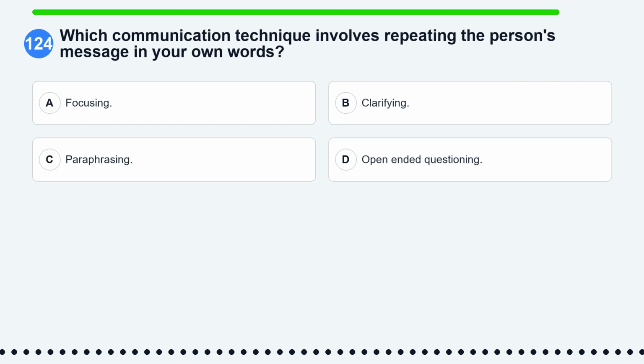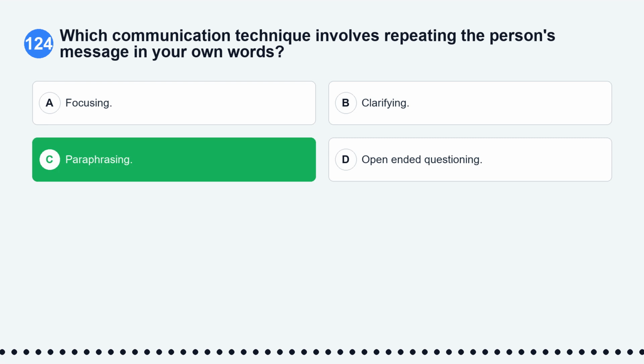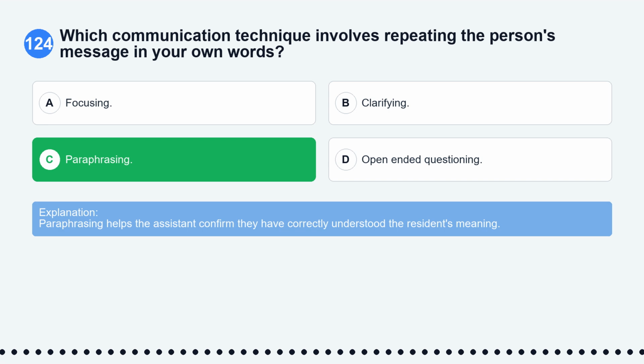Question 124. Which communication technique involves repeating the person's message in your own words? Option A. Focusing. Option B. Clarifying. Option C. Paraphrasing. Option D. Open-ended questioning. The correct answer is option C. Paraphrasing. Paraphrasing helps the assistant confirm they have correctly understood the resident's meaning.